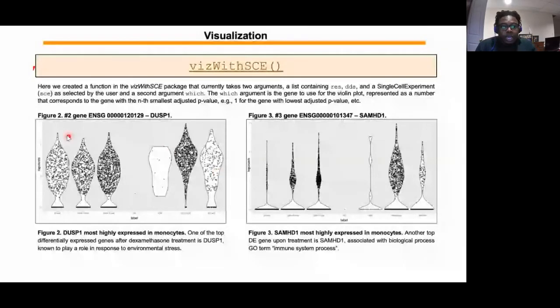Looking at figure 2, the argument which equals 2 shows the gene DUSP1, and for figure 3, which equals 3 shows the gene SAMHD1. And we can see that in both genes, monocytes are highly regulated and expressed.